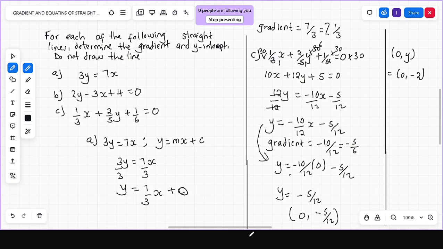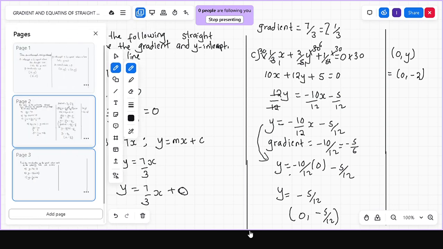And that's how we do questions where we are asked to find the gradient and also the y-intercept. So the y-intercept we are through with. So let us go to the second example, the one that goes with the x-intercept.